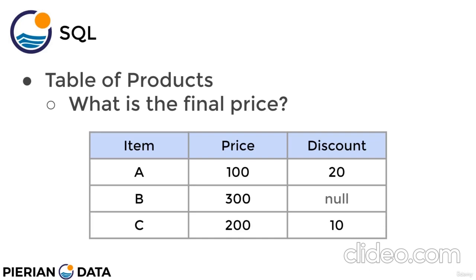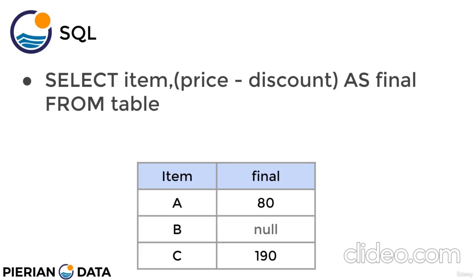Which is going to be the price column minus the discount column. Well, we could try the following. We could say select the item column, comma, and then calculate, here in parentheses, price column minus discount column as final, so let's say as the final price, from table. Now unfortunately, that gets us this result.